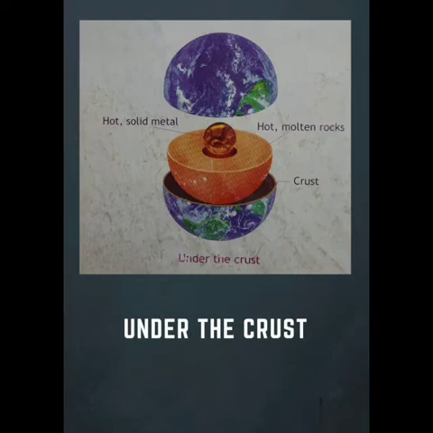Sometimes the molten rock finds its way out through cracks in the earth. The cracks are called volcanoes. The hot molten rock that comes out is called lava. Lava flows out of volcanoes.